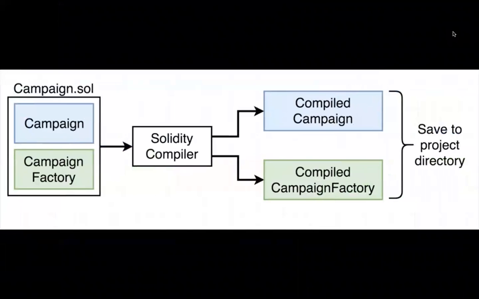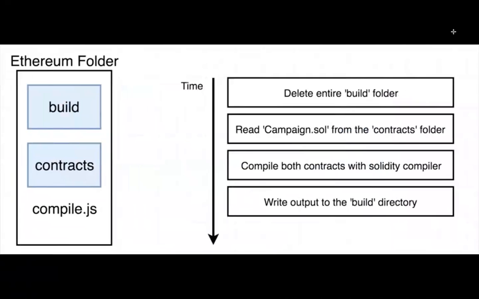Okay, so inside of here, we have the contracts folder. Okay, and I'm going to make a new folder inside the Ethereum one and call it build. And then I can put some logic inside the compile.js file that goes through these steps. So anytime we run this compile script, we're going to go through these steps.